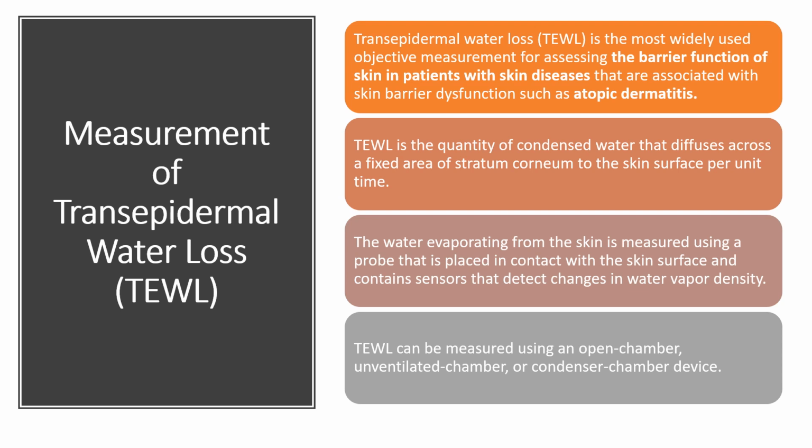Now what is transepidermal water loss, and what is the principle behind it? Transepidermal water loss is the quantity of condensed water that diffuses across a fixed area of the stratum corneum from the skin surface per unit time. When we assess it, it is at a particular location where we are applying the treatment. For the evaluation of cosmetics, we select a particular area on the body surface, and we try to measure the gradient in the water loss which happens per unit time.